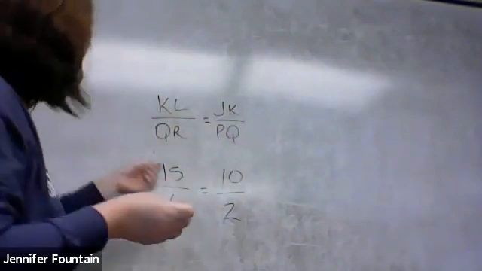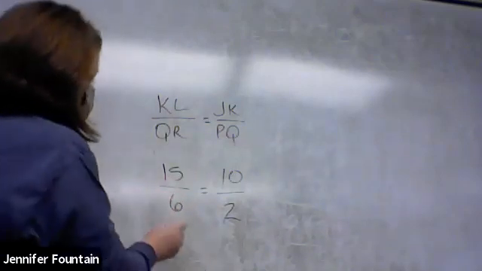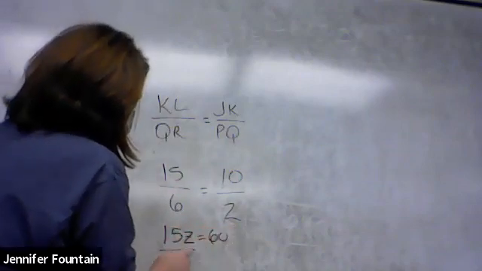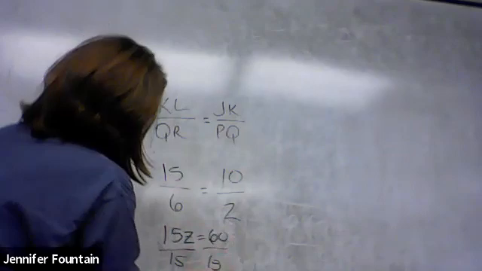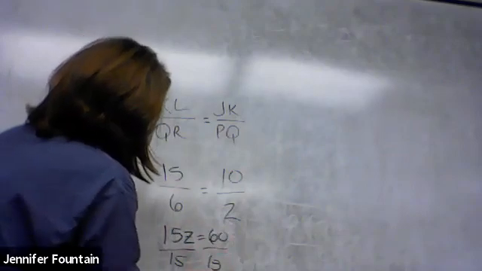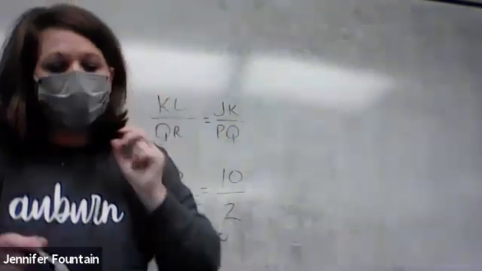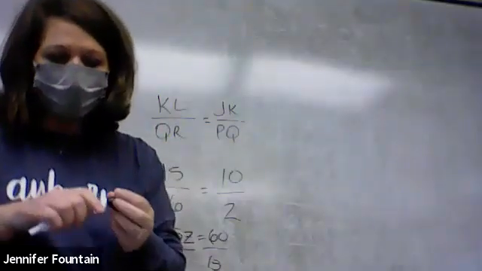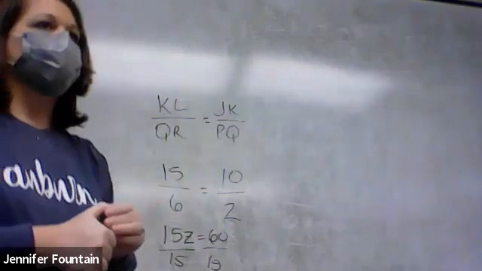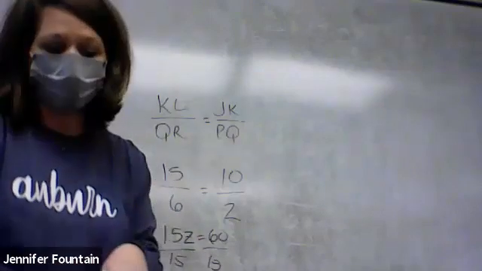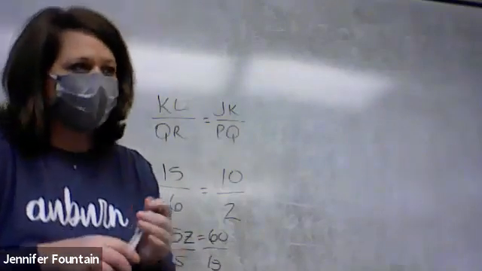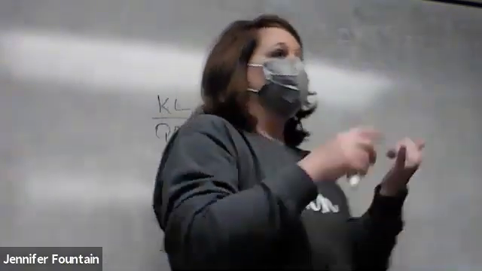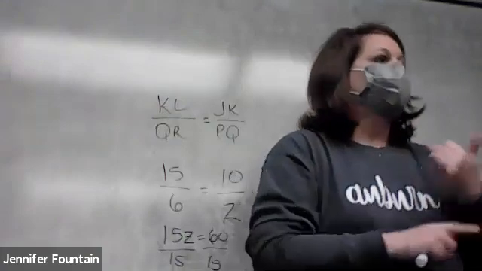There's multiple ways. But here I'm going to have 15Z is equal to 60, divide by 15, divide by 15, and Z is equal to 4. That way, I know that that one side that is equal to 4, the corresponding side is equal to 10 because they are similar figures. Any questions about that?